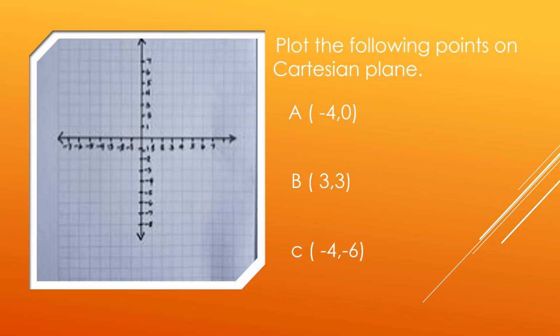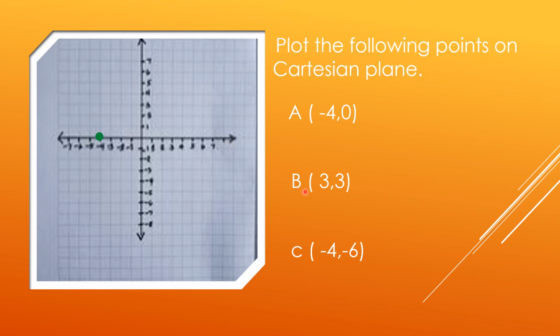Now, if you have a graphing paper or any paper and you want to do this, I want you to plot the following points on the Cartesian plane. So A, negative 4, 0, B, 3, 3, and C, negative 4, negative 6. Okay? So for A, it should be there. Why? Because x is negative 4. So from 0, 1, 2, 3, 4. And then y is 0. So it didn't move up or down. So it stays there, which is on the x-axis.